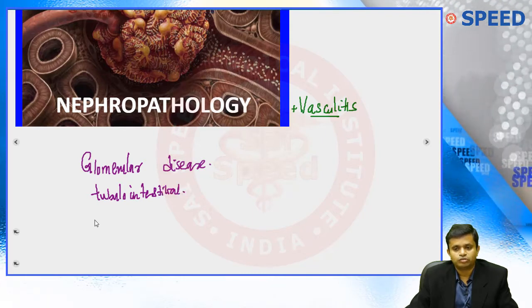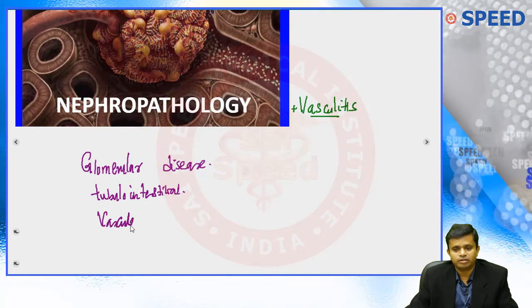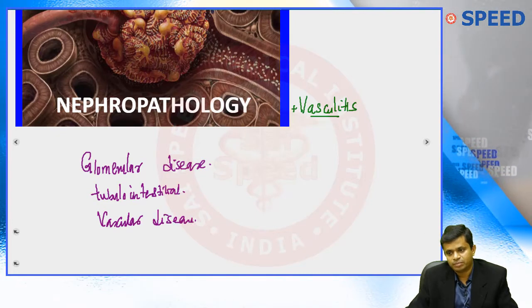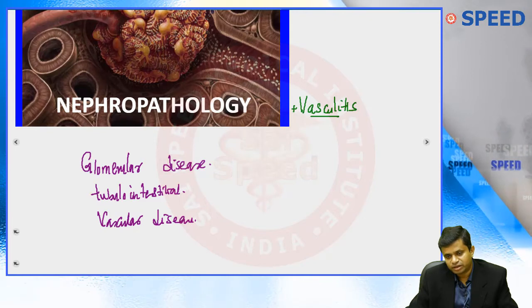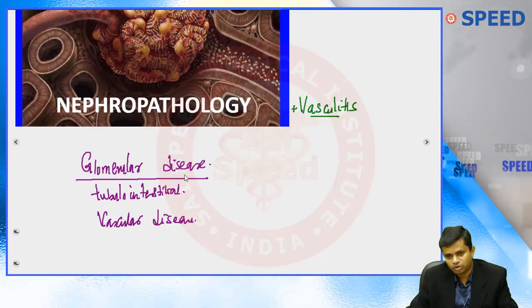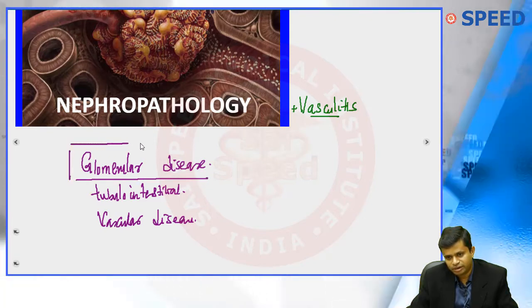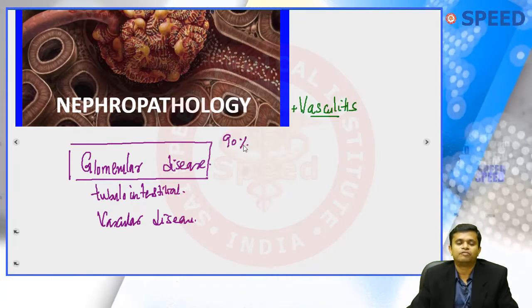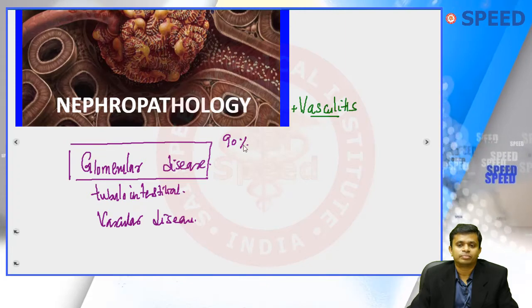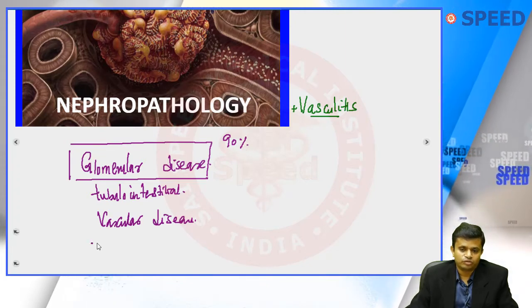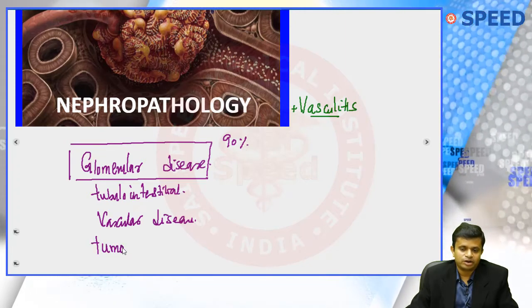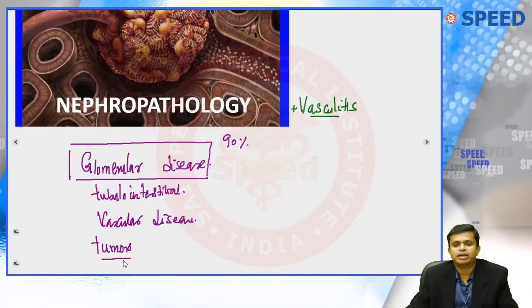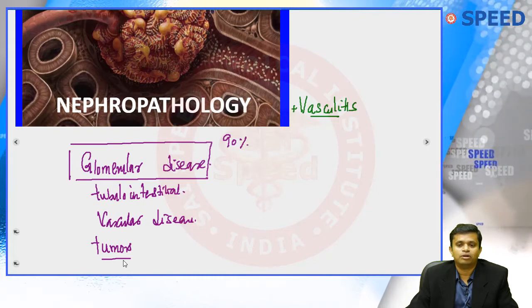You will be asked questions on vascular diseases. But if you ask me what are the important things we need to focus on the exam, very often I will just say glomerular disease, because that is where majority, 90% of your kidney questions are from. The last chapter which you need to focus is tumors. Tumors I will try to cover also. Tumors also we will finish off in one single shot in this discussion on nephropathology.